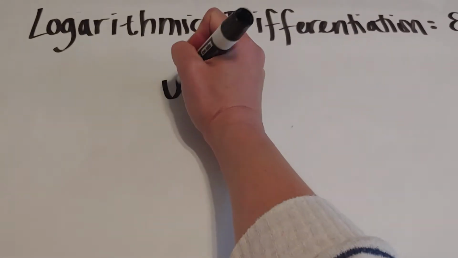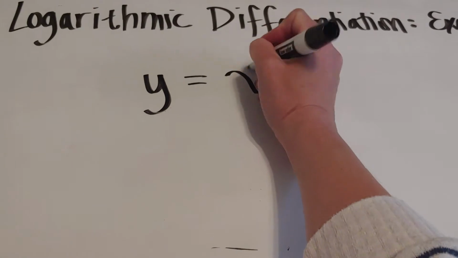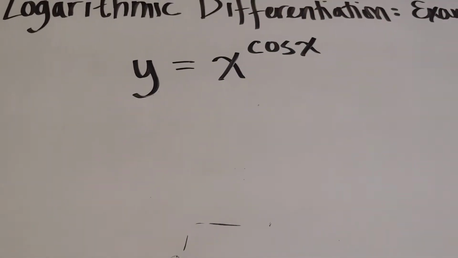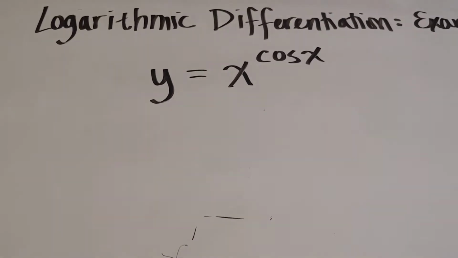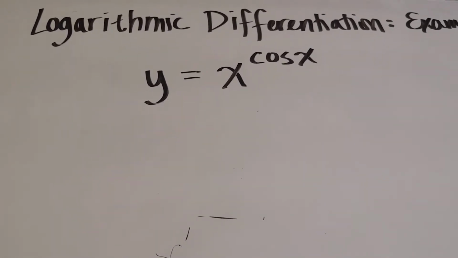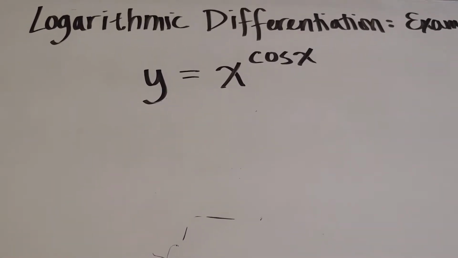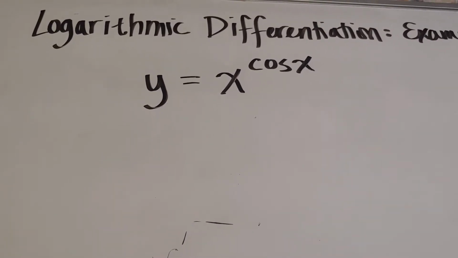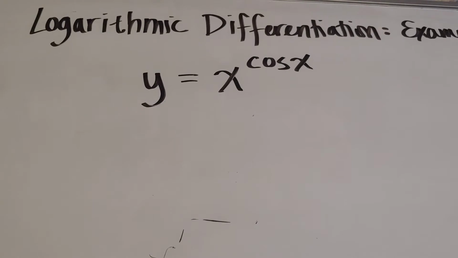How about something kind of crazy like y equals x^(cosine x), right? How do I take the derivative of that? I know how to take the derivative of x to powers or e to powers, but I don't know what to do if I have x to a function.